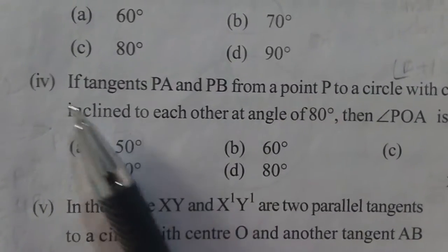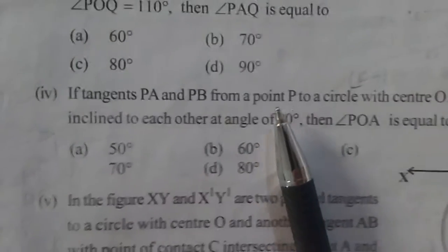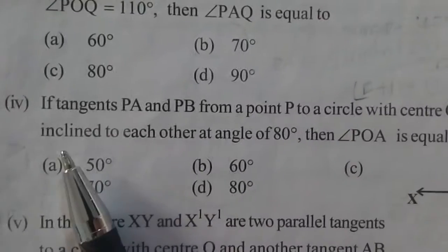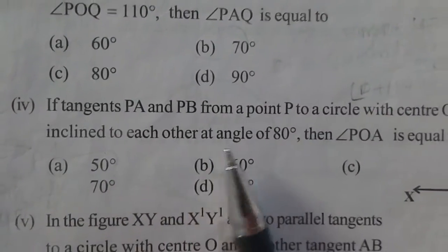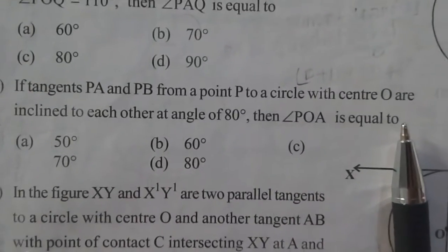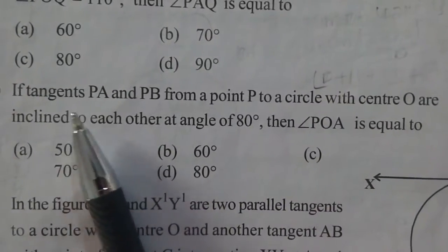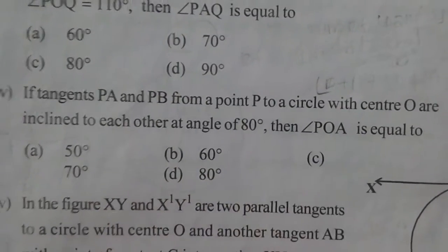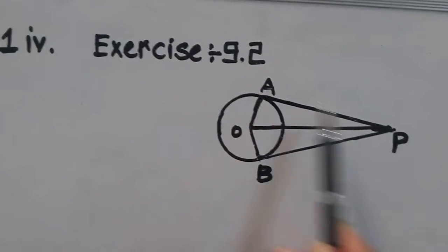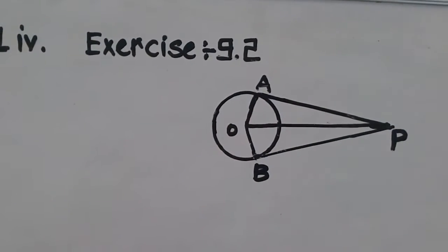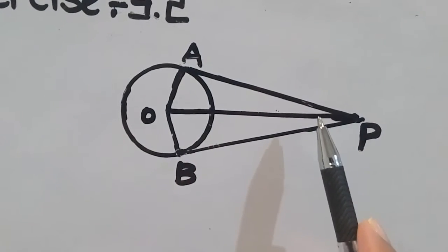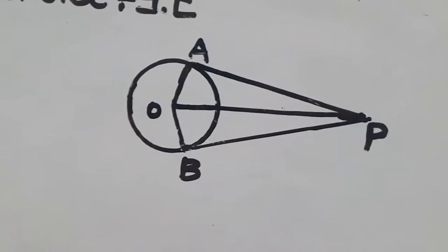Fourth one. If tangents PA and PB from a point P to a circle with center O are inclined to each other at an angle of 80 degrees, then angle POA is equal to how much? We should find POA. Look at the figure, tangents PA and PB from a point P are inclined to each other at an angle of 80 degrees. This total angle APB is equal to 80 degrees.